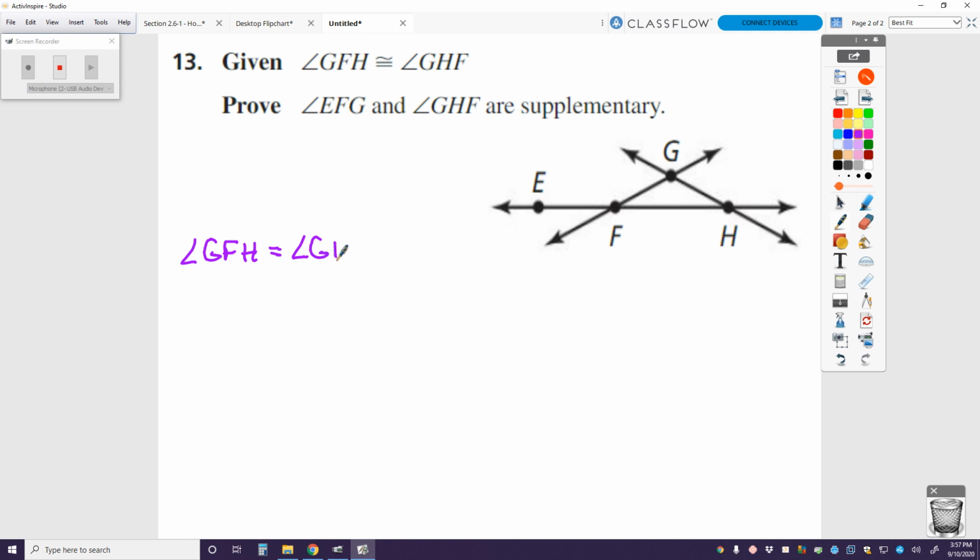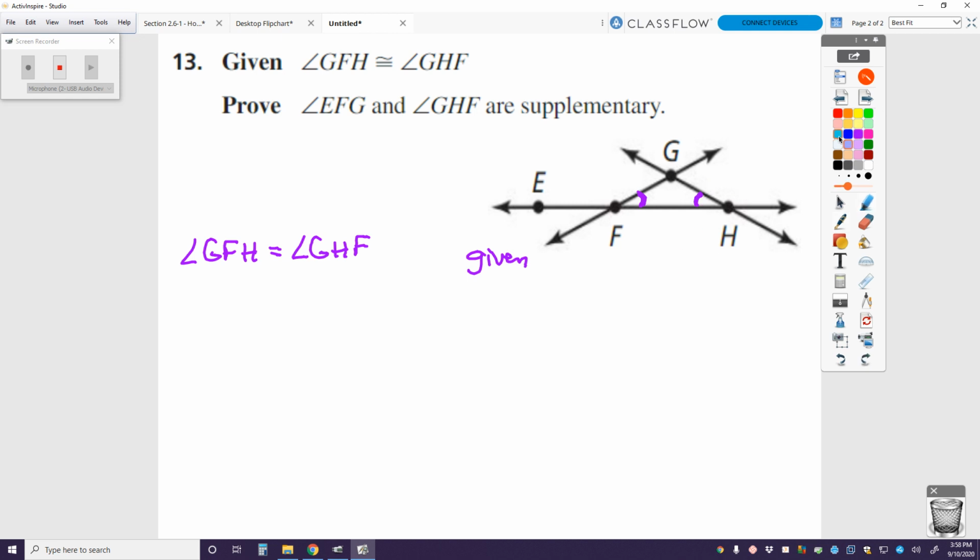But I'm going to drop the congruent sign there. I'll just say they're equal. And I know they're equal because they're given. Let's go ahead and mark that in our picture because they didn't mark it for us. Crazy book people. Angle GFH, so this angle here, is congruent to angle GHF, this angle down here.